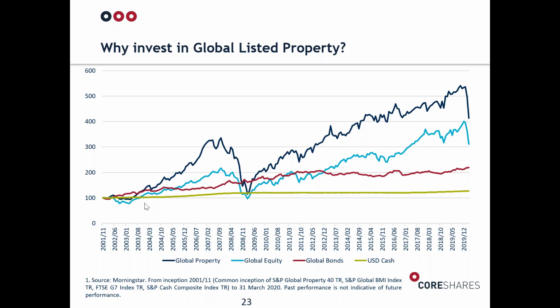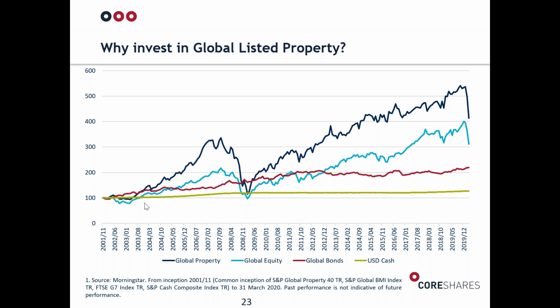Obviously, property has been a very contentious topic, particularly South African property. And most of us just remember this blip on the right-hand side where we see those lines plunging downward, falling off a cliff. But if you zoom out and look at the long-term performance, since 2001, that navy blue line at the top is global property. So these are all global exposures. You can see USD cash at the bottom, then global bonds.